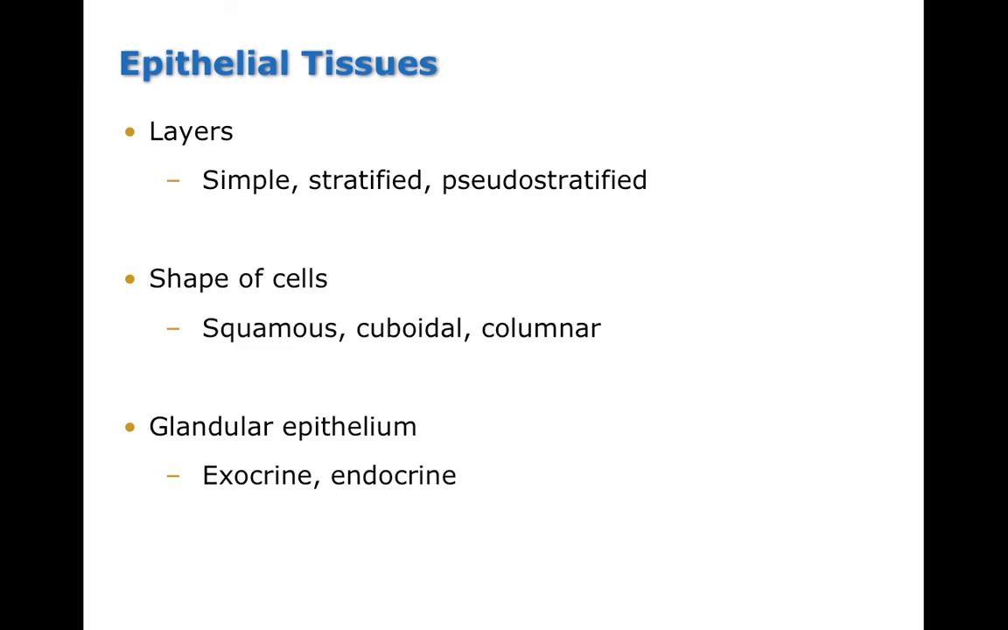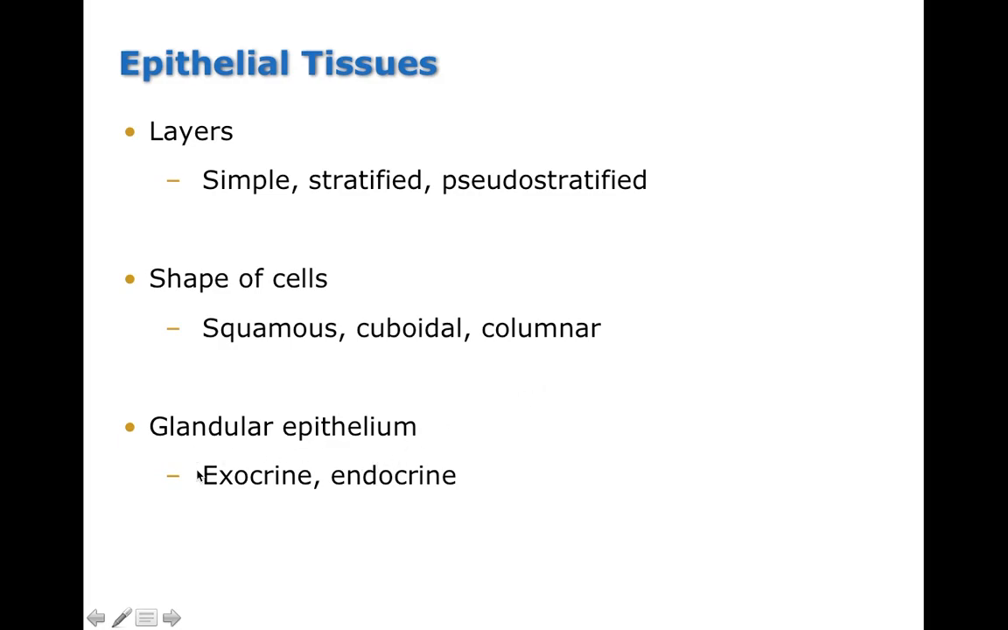An example of this would be your skin, which is actually a stratified squamous epithelium. And then we also know that epithelial tissues are defined based on the shape of the cells on top of that. So squamous is flattened, cuboidal means cube-shaped, and columnar is taller than they are wide, or column-shaped. And so in terms of identifying epithelial tissues, simple squamous would be one layer of flattened cells, or simple cuboidal would be one layer of cuboid cells, and so on.